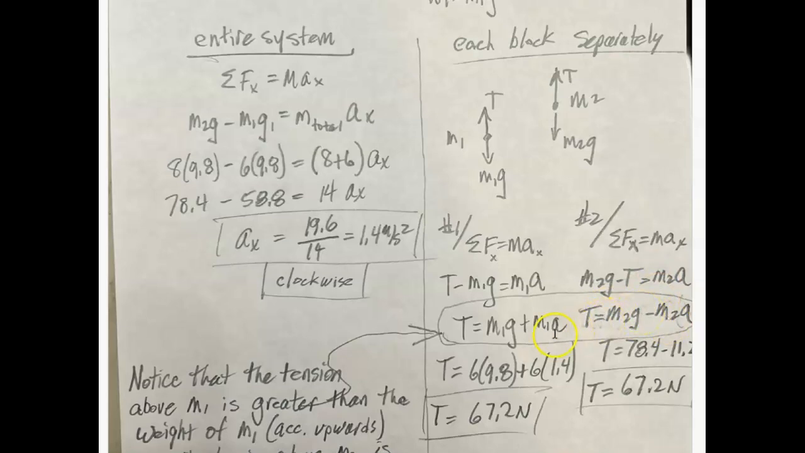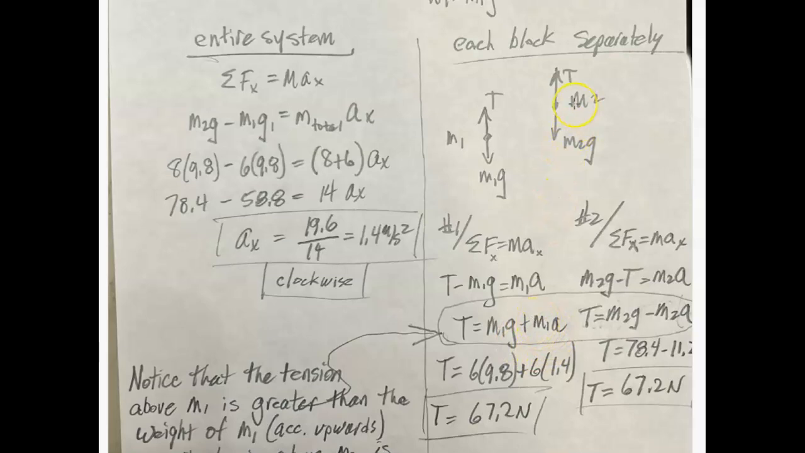What am I showing you here? Well, mass number 1 is accelerating upward. So to accelerate upward, I know the tension has to be larger than the weight. And that's what this equation is showing us here. The tension is the weight plus M1A. So the tension is more than the weight by this amount.